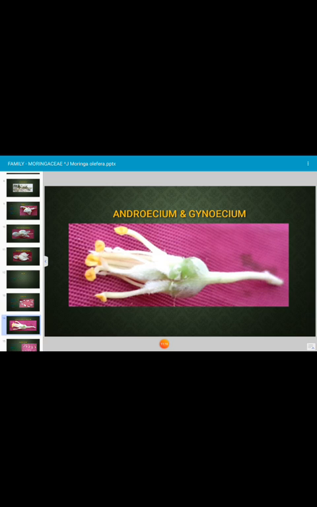This is the androecium and gynoecium of Moringa oleifera. Androecium consists of stamens, that is the male part of the flower. Gynoecium consists of ovary, style and stigma, that is the female part of the flower. When both are present in the flower, then that flower is described as a bisexual or hermaphrodite flower. Okay, next slide.